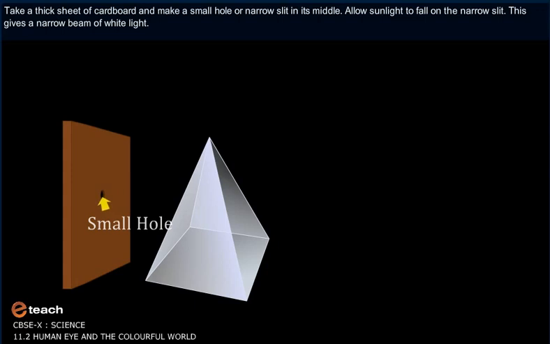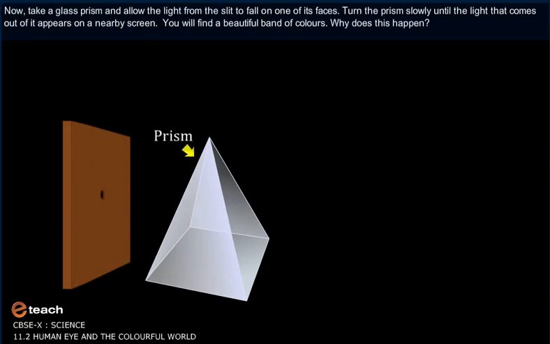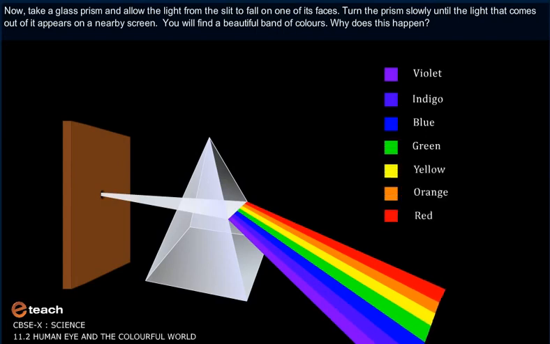This gives a narrow beam of white light. Now, take a glass prism and allow the light from the slit to fall on one of its faces. Turn the prism slowly until the light that comes out of it appears on a nearby screen. You will find a beautiful band of colors.